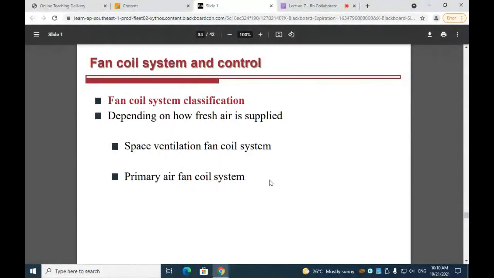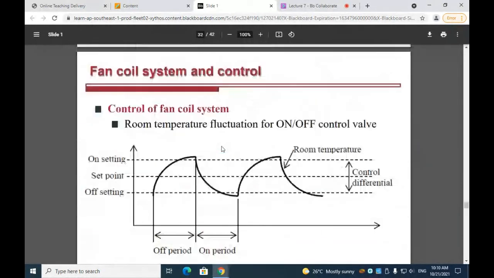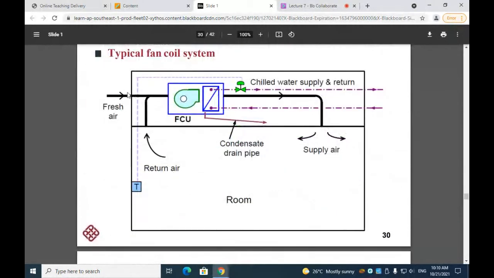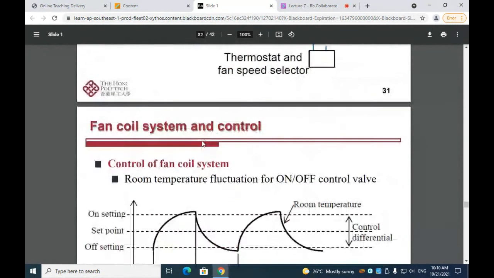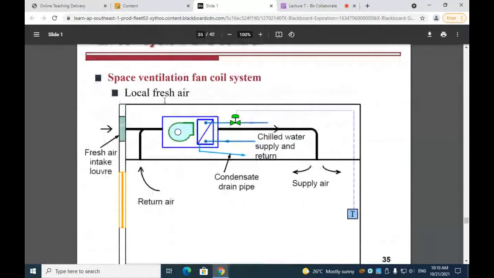So the fan coil system can be classified depending on how fresh air is supplied. Normally it can be categorized into space ventilation fan coil system or primary air fan coil system. The space ventilation fan coil system is as illustrated in our previous slide. We have fresh air intake at the local fresh air intake right here, and then we have return air mixed with the fresh air. And all the control strategy and schematic of the system remain the same as in our previous slide.